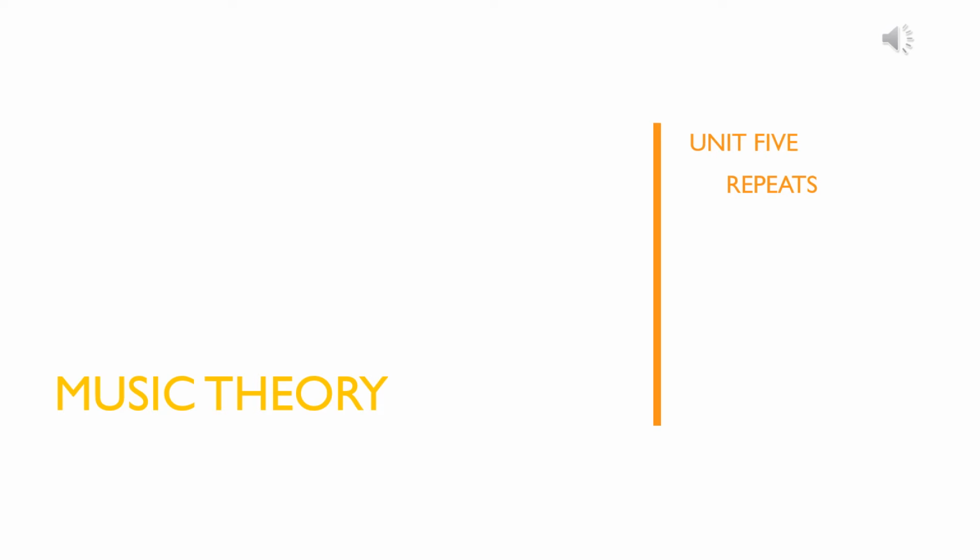Unit 4 focuses on the symbols and words used in music that indicate that all or part of the music will be repeated.